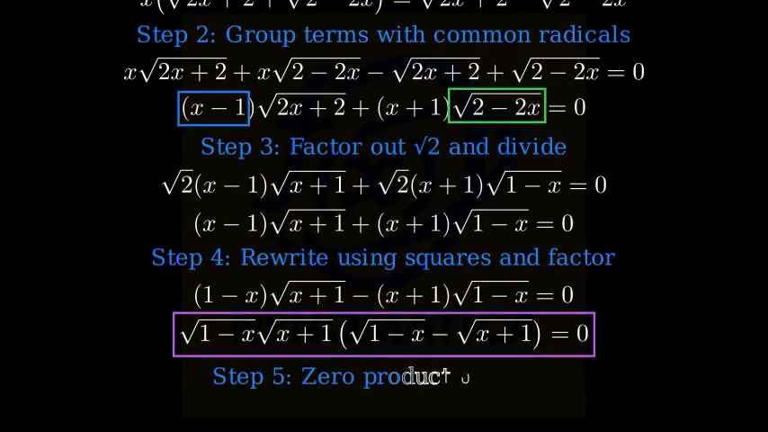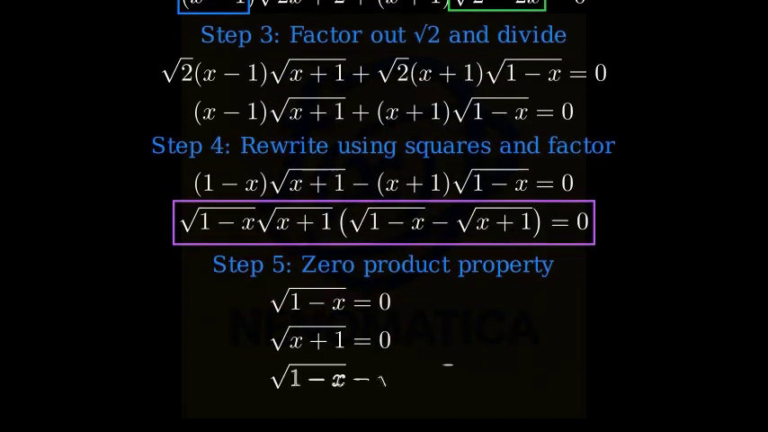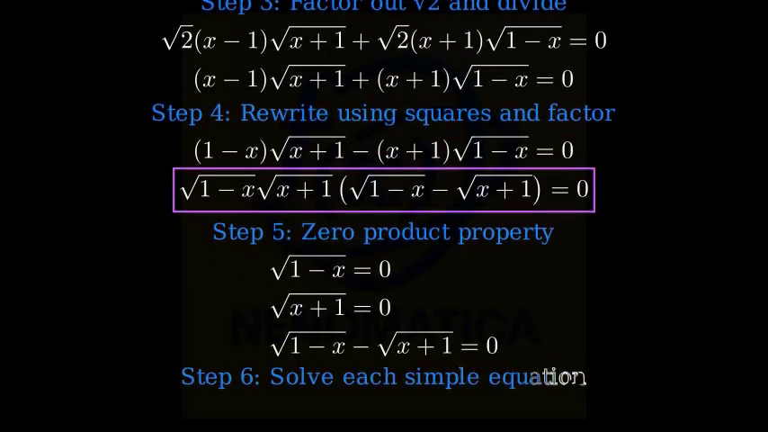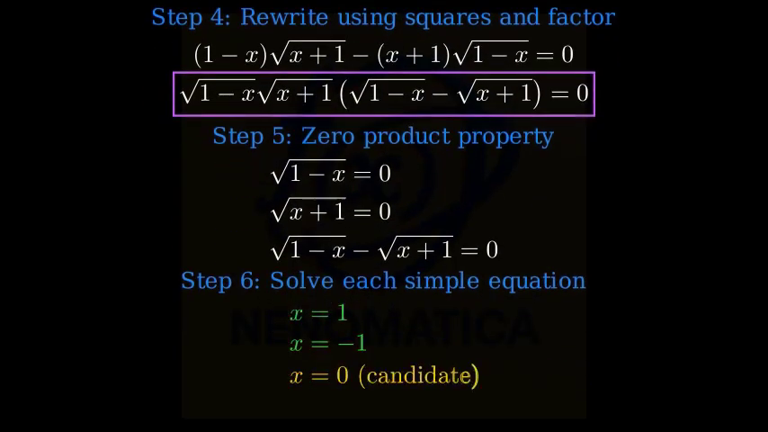Step 5. Apply the zero product property. Either square root of 1 minus x equals 0, or square root of x plus 1 equals 0, or the difference of the square roots equals 0. Solving each, the first gives x equals 1. The second gives x equals negative 1. For the third, square both sides to get 1 minus x equals 1 plus x, hence x equals 0. So our candidates are negative 1, 0, and 1.